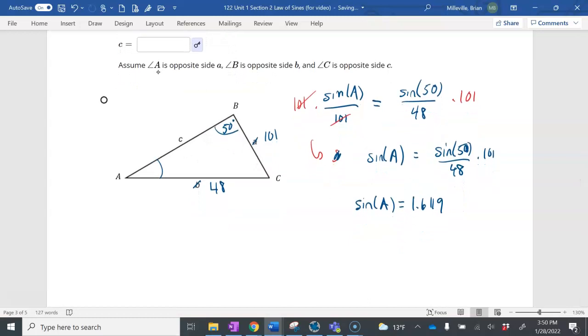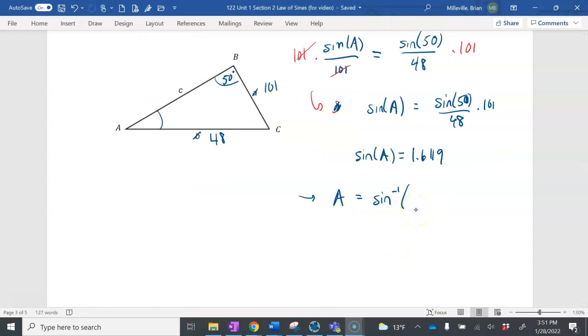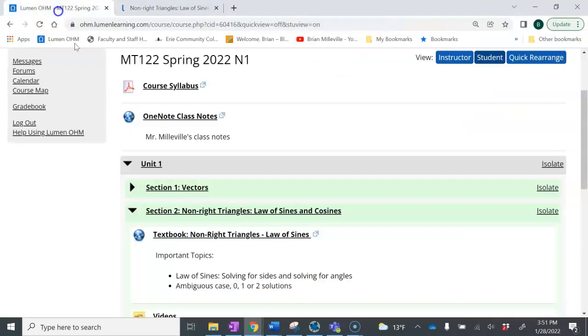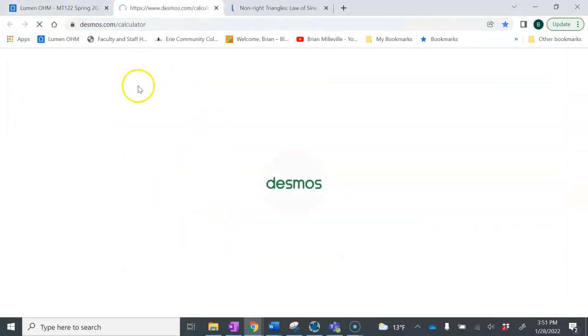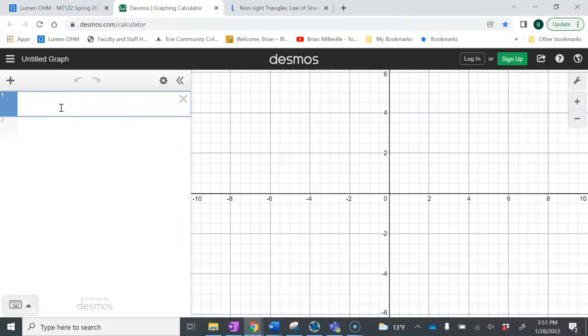Now, from our previous experience, we would think, okay, well, the angle A we're going to find using inverse sine or arc sine. But if we try plugging this in, we will get an error on a calculator. Let's just go over to Desmos and quickly compute that. If I type in arc sine, which is the same as inverse sine, of 1.6119, it's telling me it's undefined.